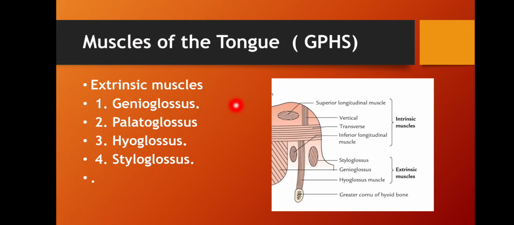And next, extrinsic muscles of the tongue. See in this picture, this is the styloglossus. This is the genioglossus, and this is the hyoglossus. The styloglossus muscle is attached to the styloid process, and along with these three muscles, there is one more muscle, the palatoglossus. This palatoglossus is attached to the palate of the oral cavity. So these are the four major extrinsic muscles of the tongue: styloglossus, genioglossus, hyoglossus, and palatoglossus.